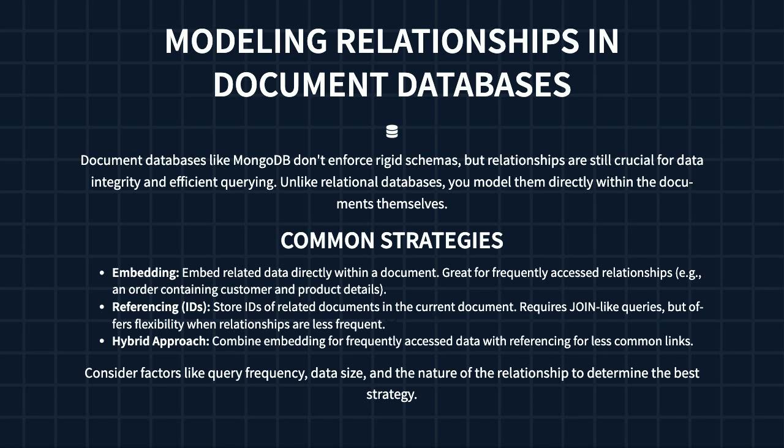One common approach is embedding, which just means including the related data directly inside the main document. This works great if you frequently need both pieces of information together. Alternatively, you can use referencing, where you store an ID that points to another related document. This requires a bit more work when retrieving data, as you'll essentially be doing a join operation, but it's often better for less common relationships. Finally, many developers use a hybrid approach, embedding what they need most frequently and referencing the rest.